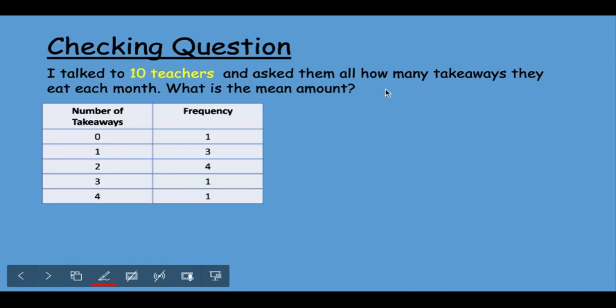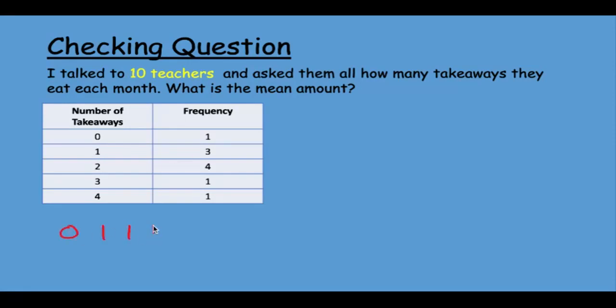So how many takeaways to eat each month? And I know I've got 10 here, so I don't need to add that up. So I'm just going to say I had 0 once. I had 1 3 times. 1, 2, 3. 2 4 times. 3 once. And 4 once.